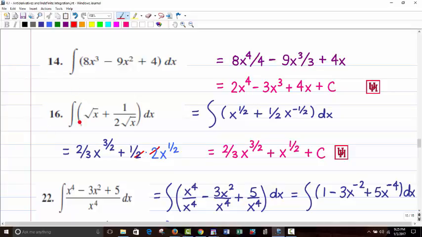Now here's one with a radical. So the square root of x is x to the 1/2. Now this one, notice some people get confused and they bring the 2 up. The 2 doesn't go anywhere. The 2 stays right there, only the radical. So it's 1/2 still right here, but the x comes to the top and becomes x to the negative 1/2.